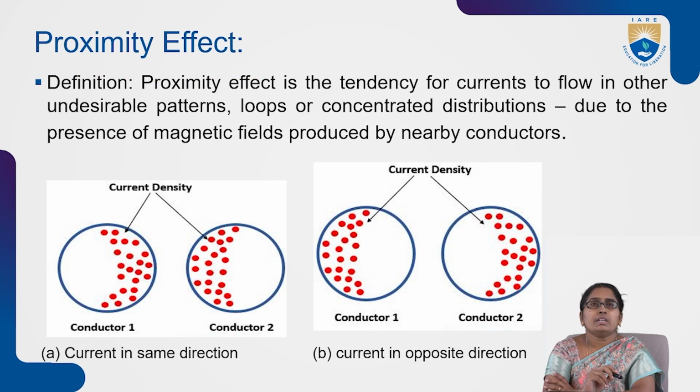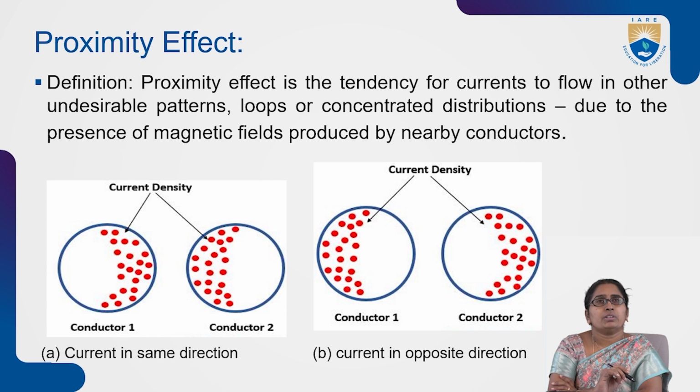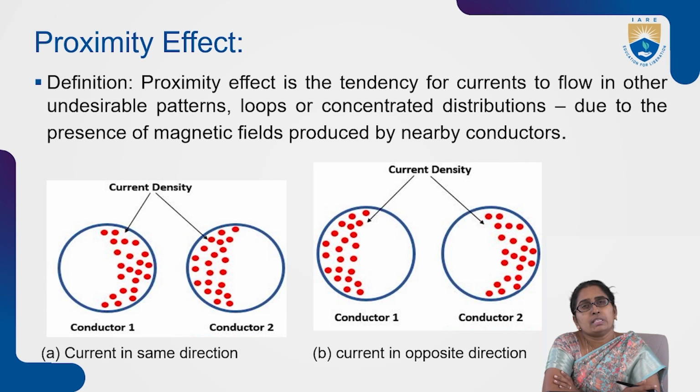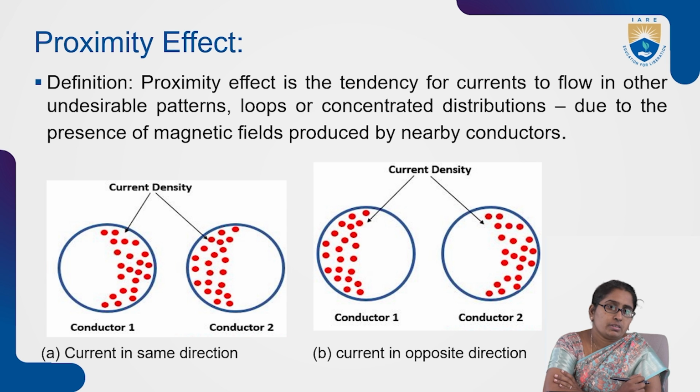Next, proximity effect. What does the proximity effect mean? Proximity effect means the tendency for currents to flow in undesirable patterns, undesirable loops, due to the presence of magnetic fields produced by the neighboring conductors. So proximity effect means the tendency for the current to flow in undesirable patterns due to the magnetic field produced by nearby conductors.